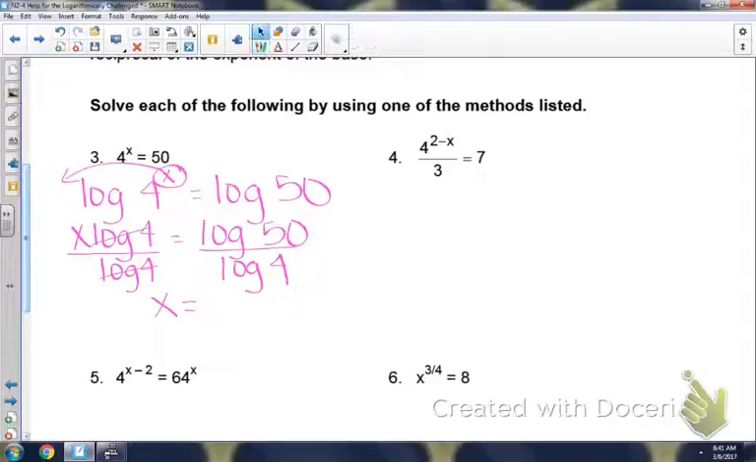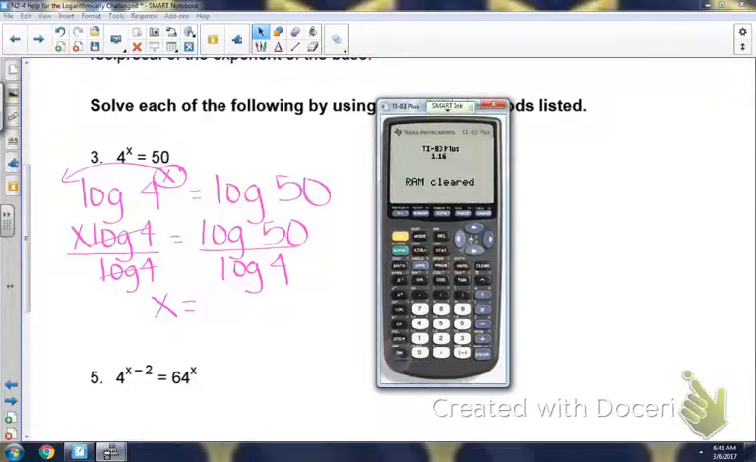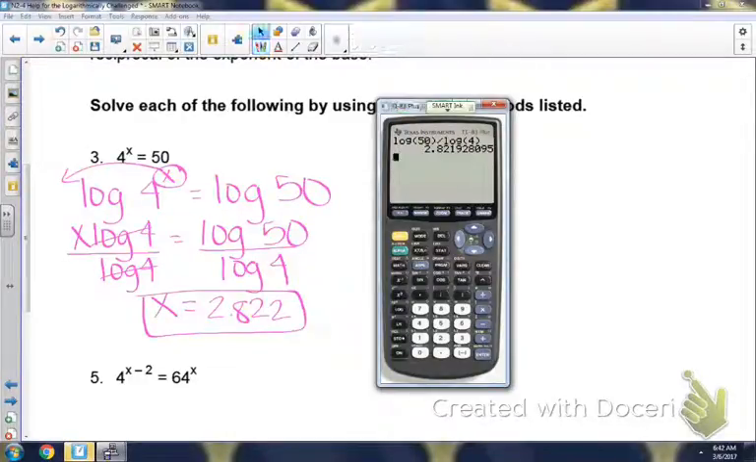And then I'm using the calculator. So I'm taking the common log, which is to the left of number 7, of 50, divided by common log of 4. Let's round to 3 decimal places, 2.822. If you wanted to check it, plug it back in, 4 raised to that power, and then notice it gives you 50. So you can check that.